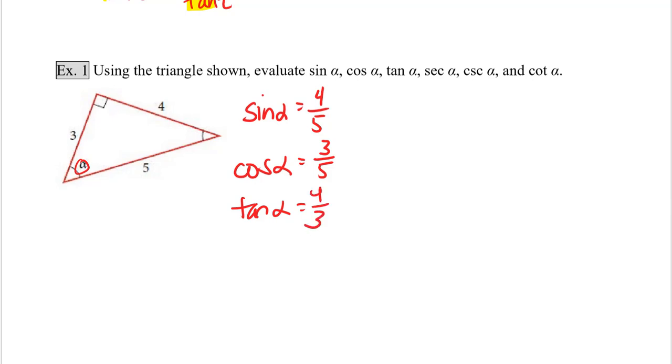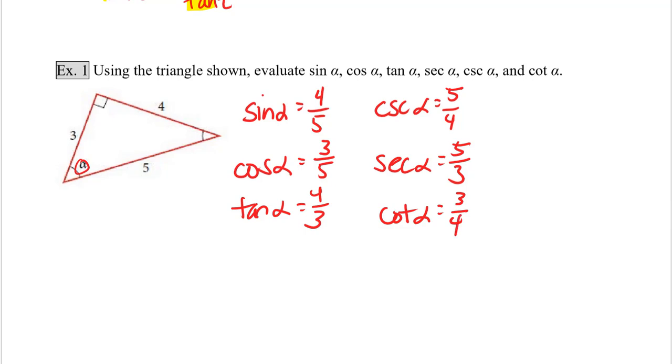Now, this would be it if we were only looking at the first three trigonometric ratios, but now we're going to do the reciprocal functions. So the reciprocal with sine is cosecant. So cosecant of alpha has to be the reciprocal of 4/5, or 5/4. The secant of alpha is 5/3 and the cotangent of alpha is 3/4.